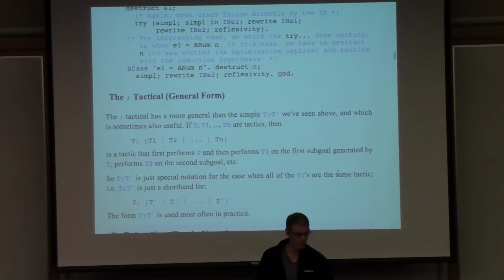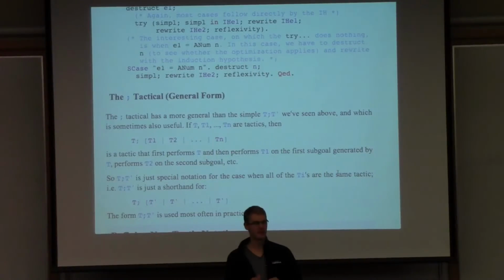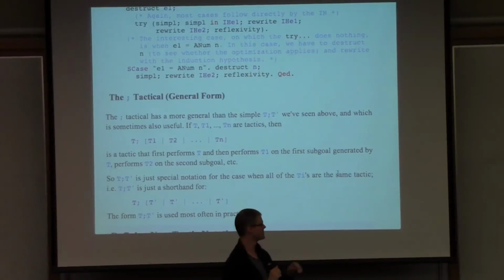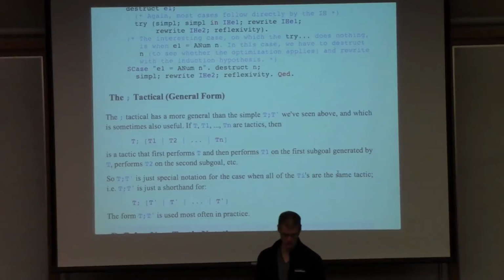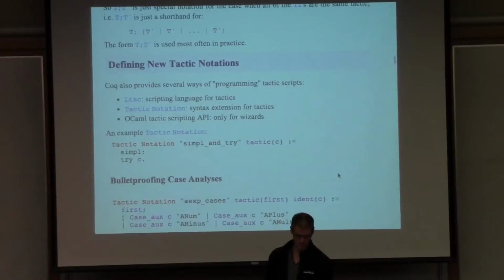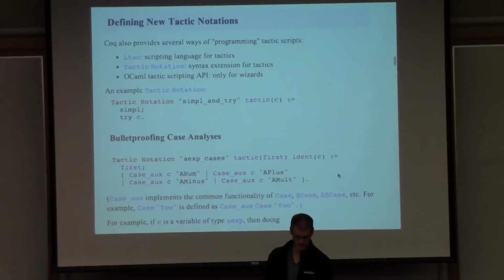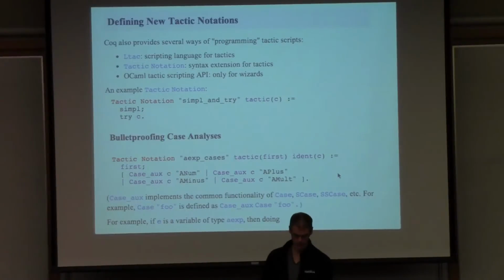Okay, there is a more general form of semicolon where instead of the thing after the semicolon being applied to every subgoal, you give a different thing that happens to each different subgoal. So there it is for the sake of reference, but it isn't actually used all that much. The simple semicolon form is the usual one.